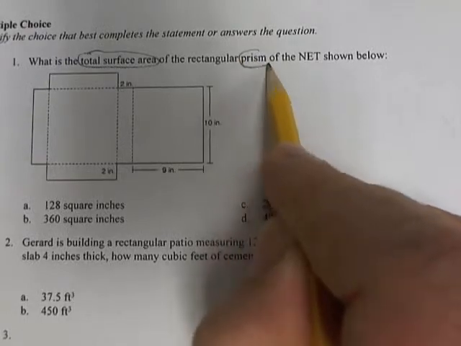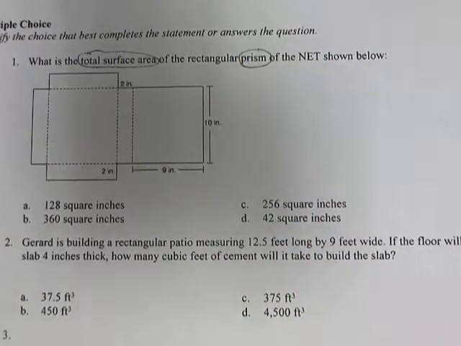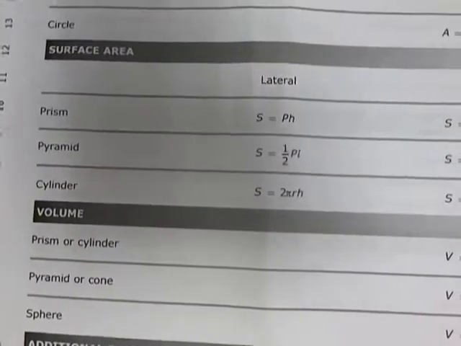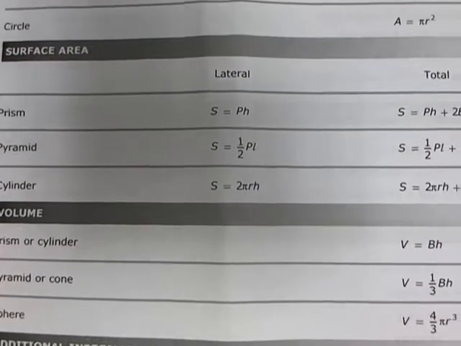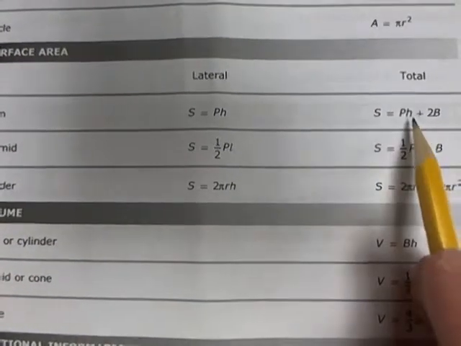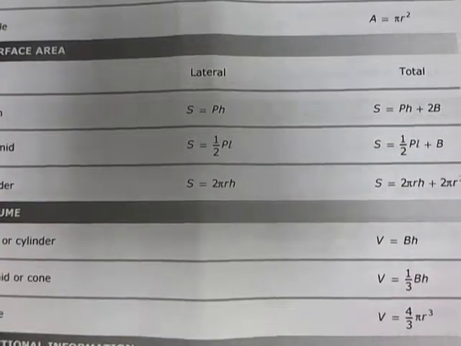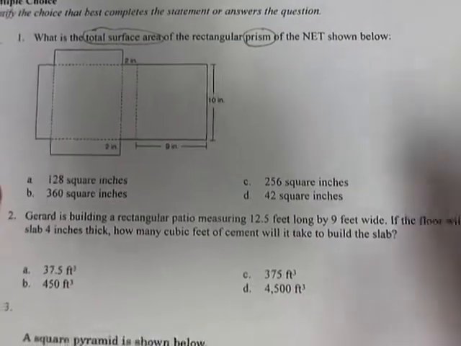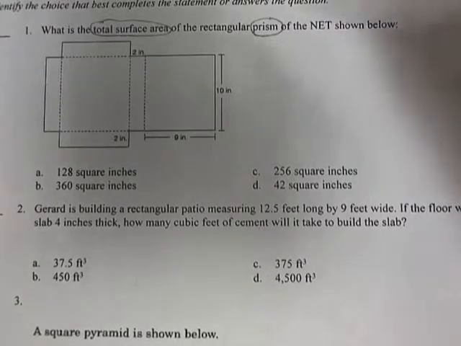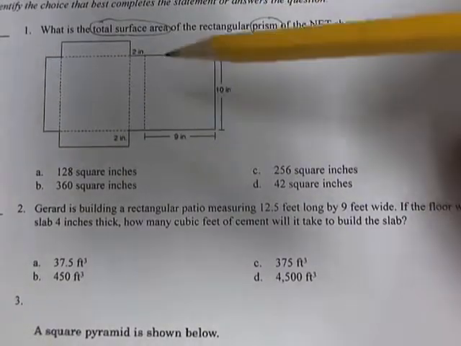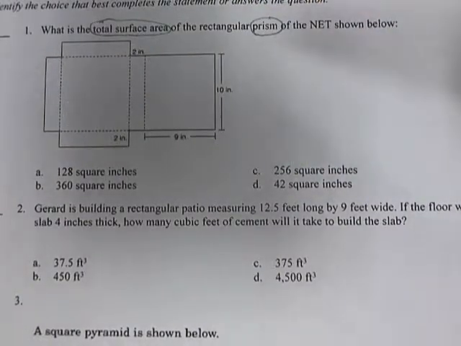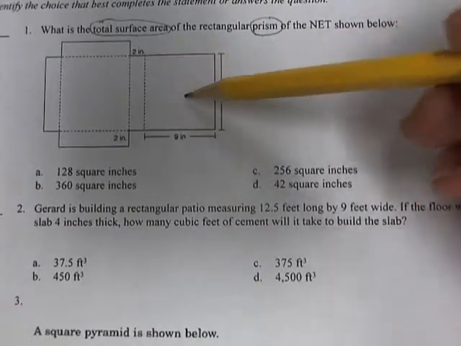and prism. We can look at our math chart and find the formula for total surface area of a prism. It's right here, and we can use that formula. Or we can calculate the area of each one of these rectangles separately. So let's take a look at this rectangle here.